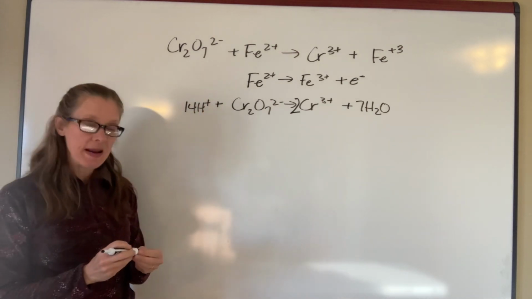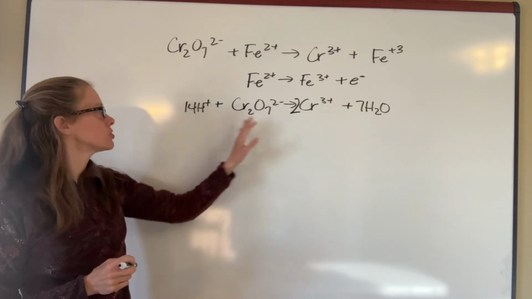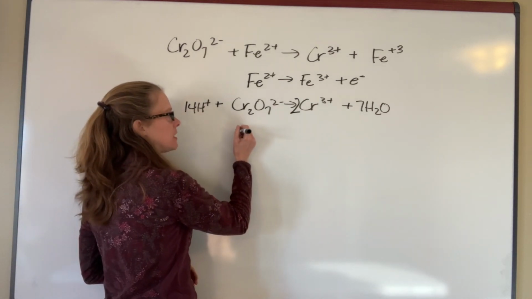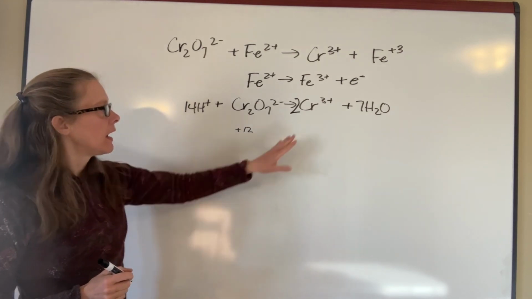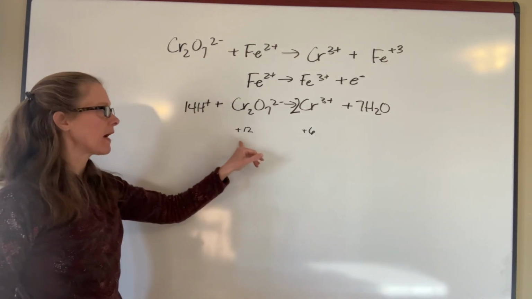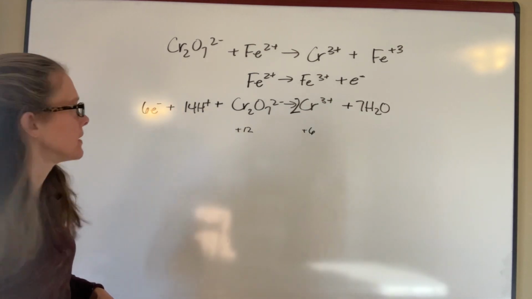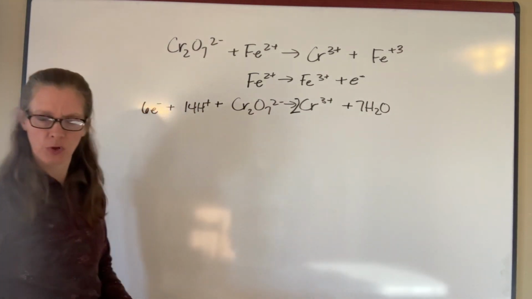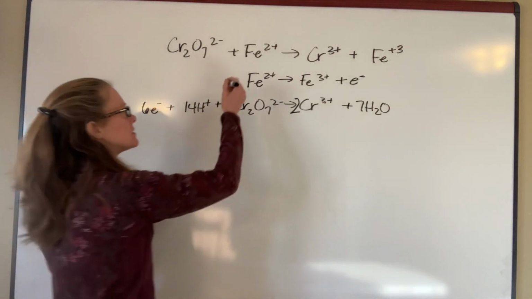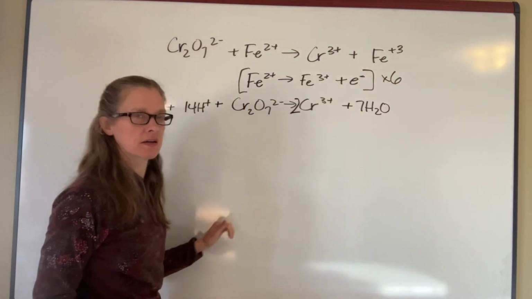All right. Now that all my atoms are balanced, now I have to balance charge. So I've got a +14 and a -2, which is going to give me a +12 on this side. And on this side, I have a +6. So to make this balance, I'm going to have to add 6 electrons to that side in order to get my charge balanced. Okay? So what am I going to do then? All right, well, in order to make this balance, I'm going to have to take this and multiply it through by 6.